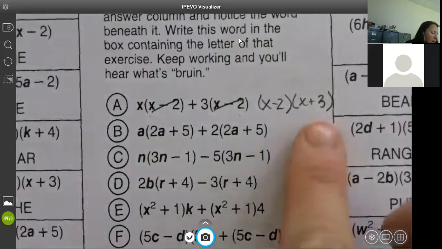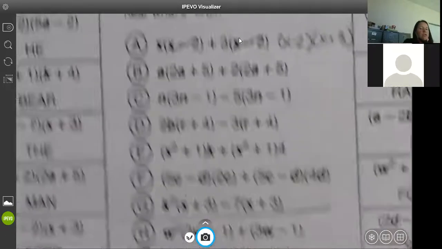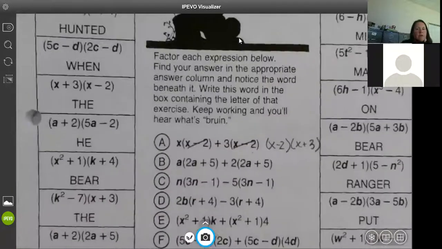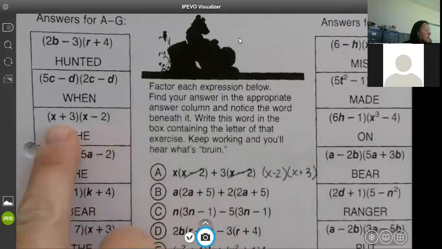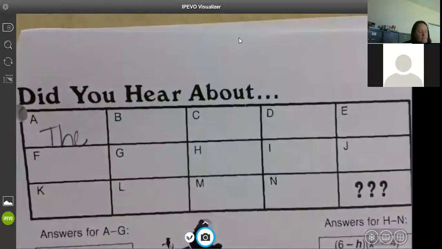So check this out. Find these A through G. So A through G are on the left side. So we're looking for an X minus 2 and an X plus 3. Here's an X minus 2 and an X plus 3. So they're just written backwards, and that's okay. So we mark this out, and in the A box, we put the word V.